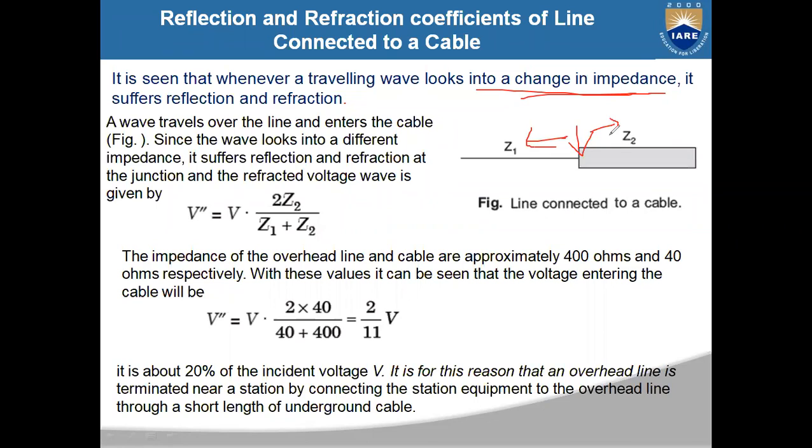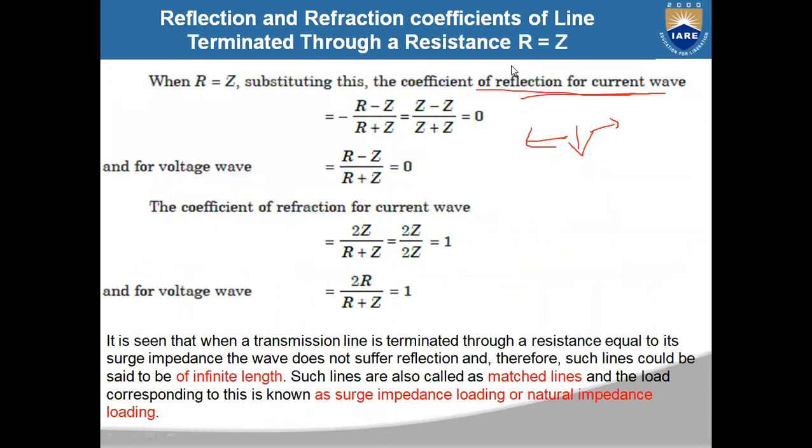In previous cases also it was the same. When the line is terminated with resistance, that means the impedance is changing here, right? So when there is a change in impedance, again reflection and refraction will be observed. But for the previous case, if you observe, R is equal to Z. So the impedance of the line as well as the terminal resistance are both the same. So there is no reflection, only refraction will be there.